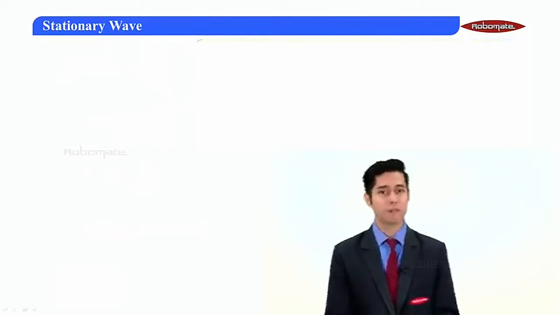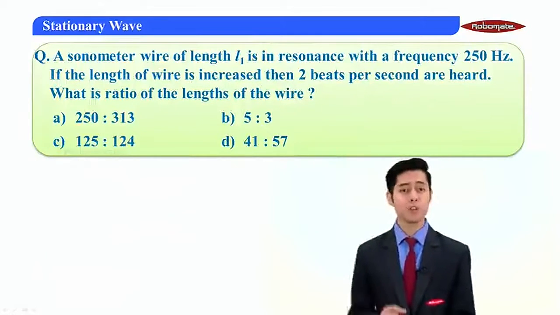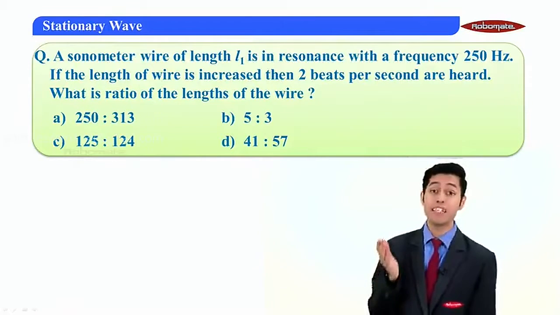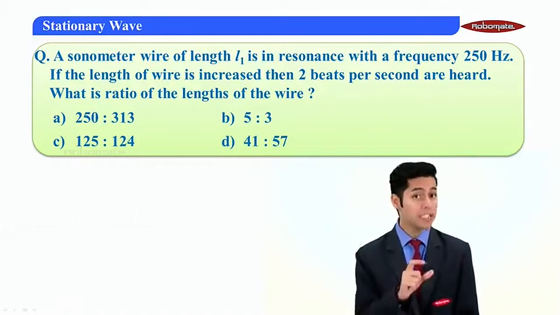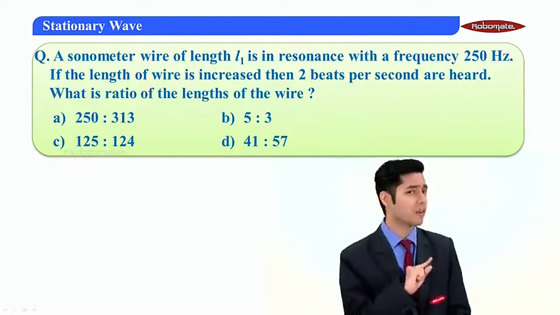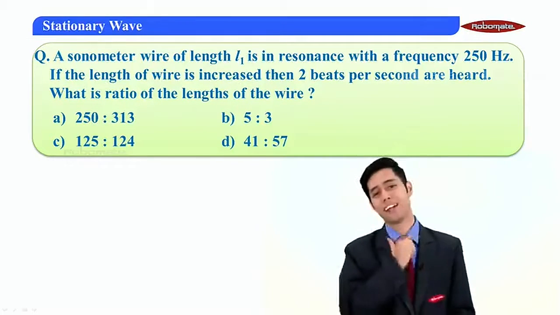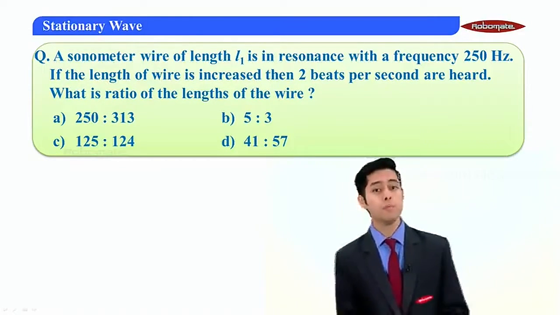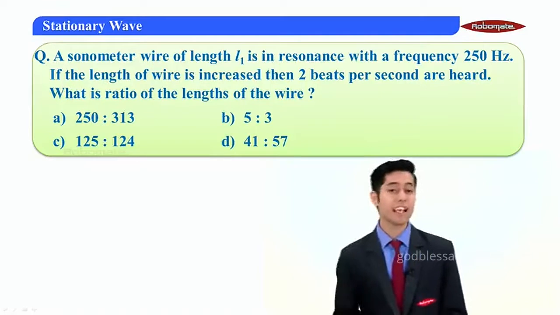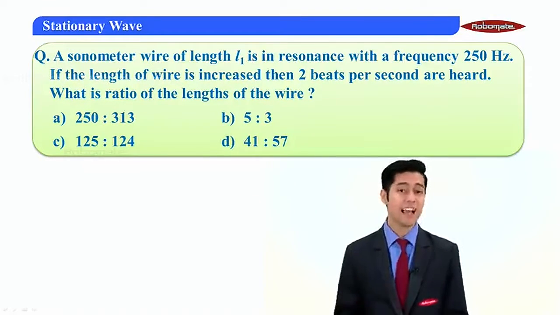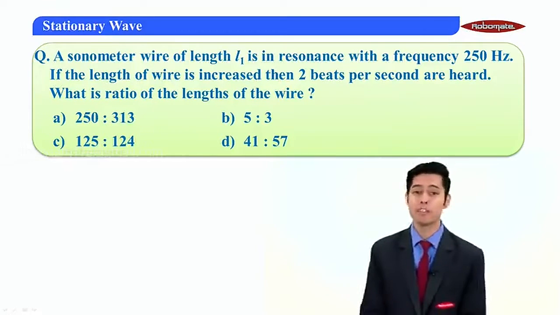Moving ahead to the next problem, it says if there is a sonometer wire of length L1, it is in resonance with a frequency 250 Hz. So frequency is given for the case of L1. So can I say this frequency is the first frequency? So I will call it as N1. If the length of the wire is increased, then 2 beats per second are heard. So can I say length of the wire is increased, then the frequency must decrease, and the beats heard per second are 2 beats per second.